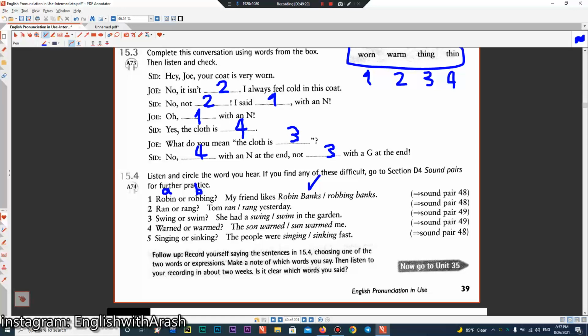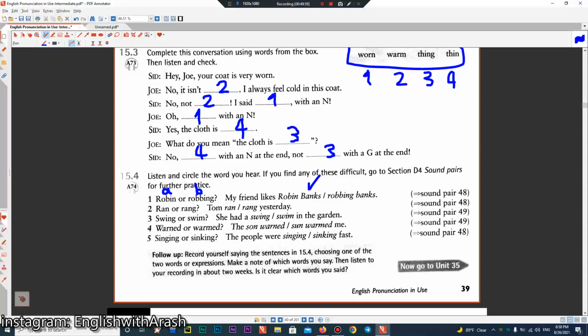2. Ran or rang. Tom ran yesterday. Ali says ran. No, he says rang. Ali says rang. So what do I do? Thanks. 2. Ran or rang. Tom ran yesterday.